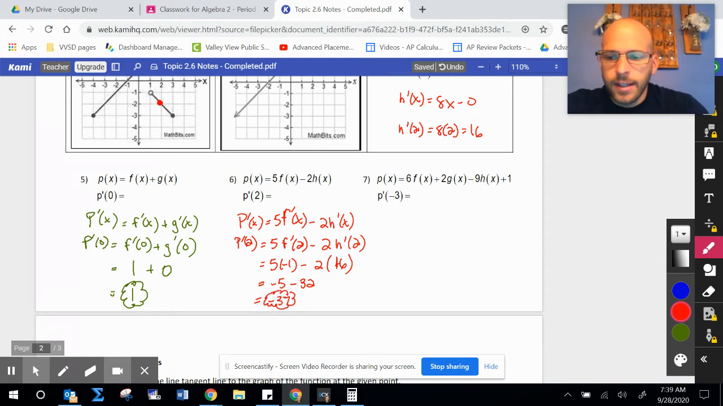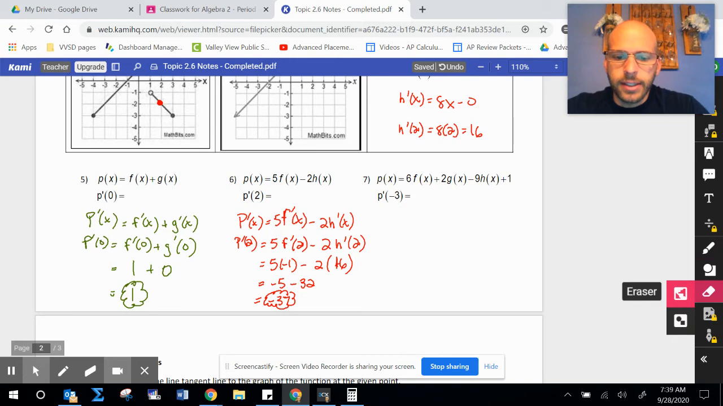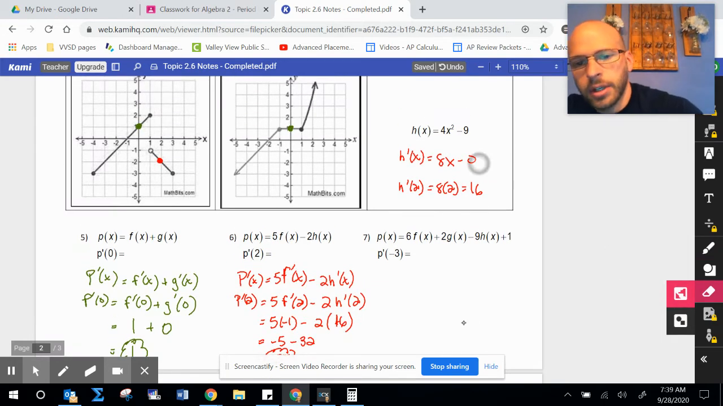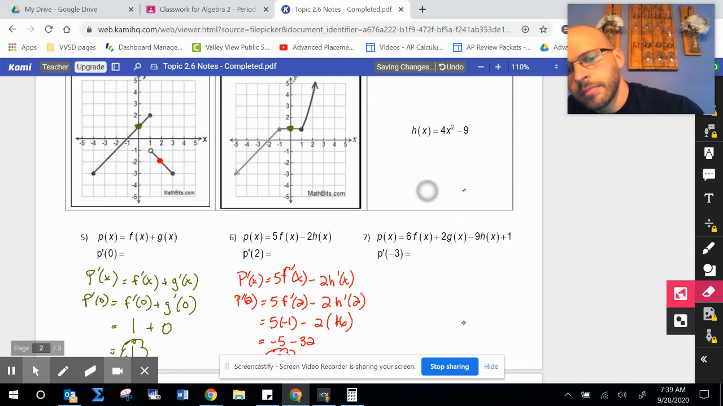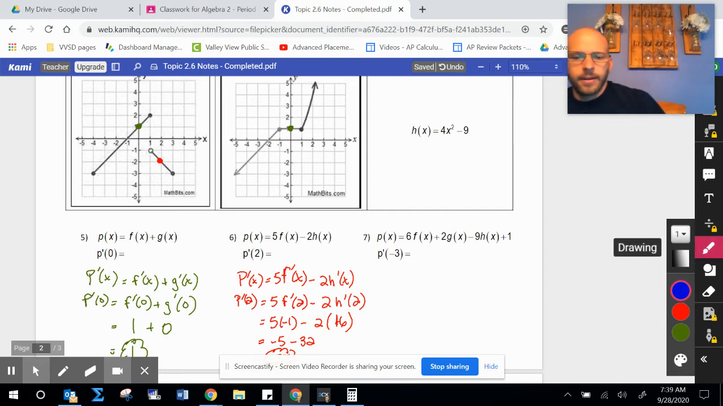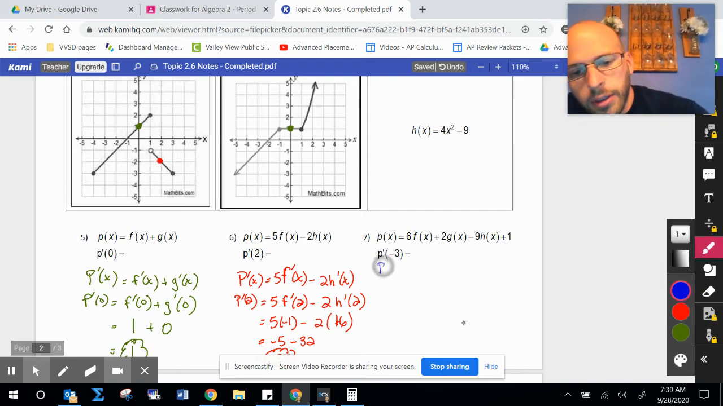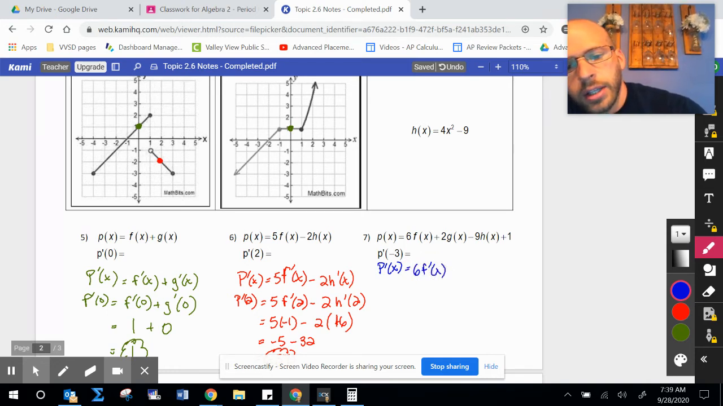All right. Last but not least, number 7. I'm going to erase some of this to give me room for my next problem. Again, feel free to pause, rewind if needed. Okay. I'm going to start with p prime of x, just like I always do. Let's take the derivative first. Let's show our work. So I get 6f prime of x plus 2g prime of x.